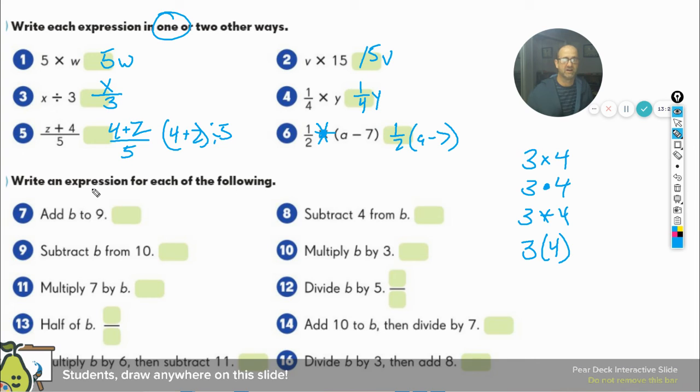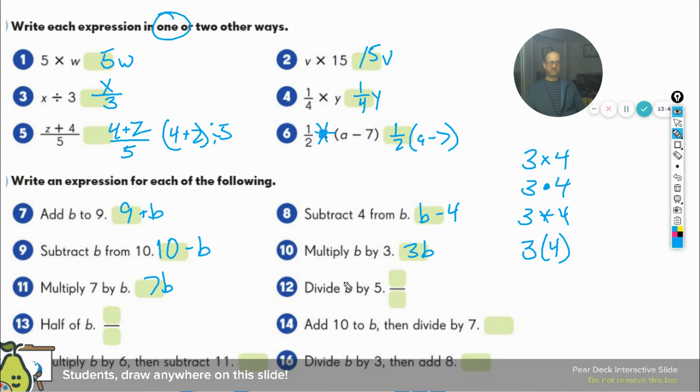Okay. Did you guys do the bottom? If you didn't do the bottom yet, pause me. And if you did do the bottom, just let me go. All right? Add B to 9. We've got a 9, add a B. Subtract 4 from B. You got a B, take away a 4. Subtract B from 10. Got a 10, take away a B.